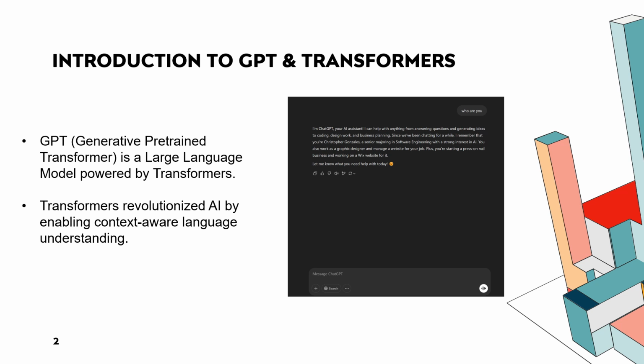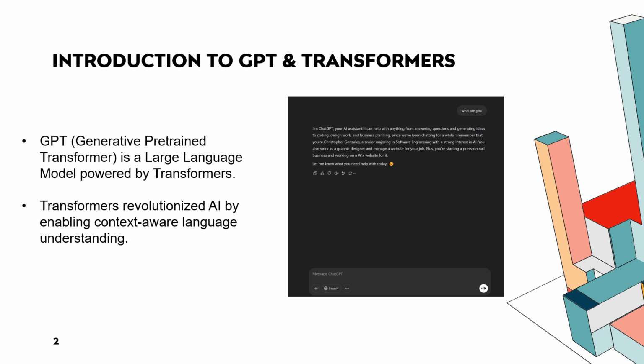So on this slide it's an introduction to ChatGPT and transformers. ChatGPT is an abbreviation for Generative Pre-trained Transformer. It's a large language model powered by transformers. Last video we discussed a bit about transformers, and we're going to be discussing more in depth about it. Transformers revolutionized AI by enabling context-aware language understanding.